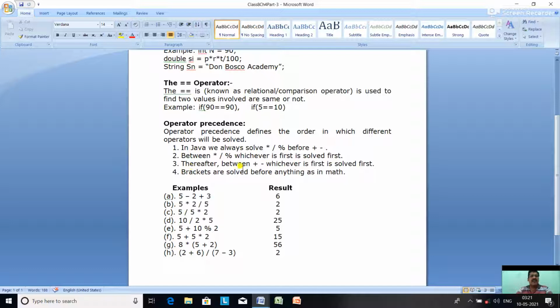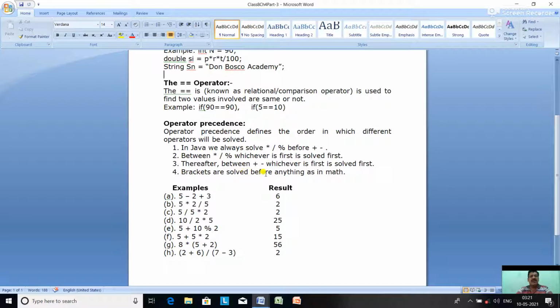Third, thereafter plus and minus are there. After these three operators, plus and minus are there. In plus and minus, whichever is first, whichever is on the left side, will be solved first. And brackets are solved before anything else in math. The first priority is given to the bracket.